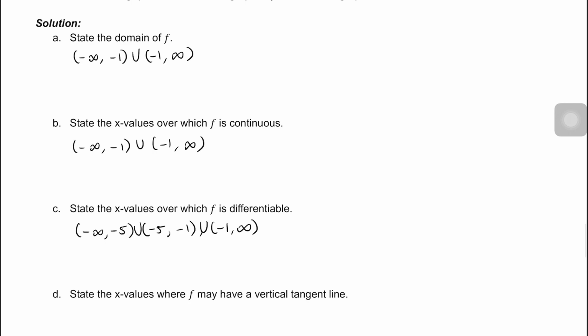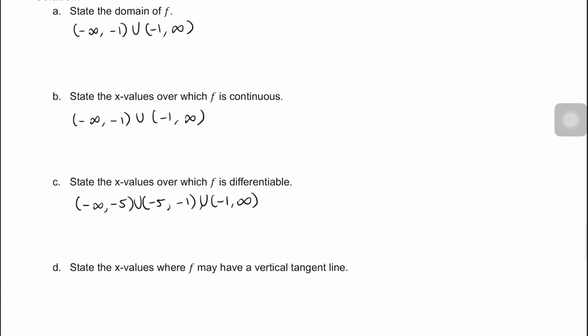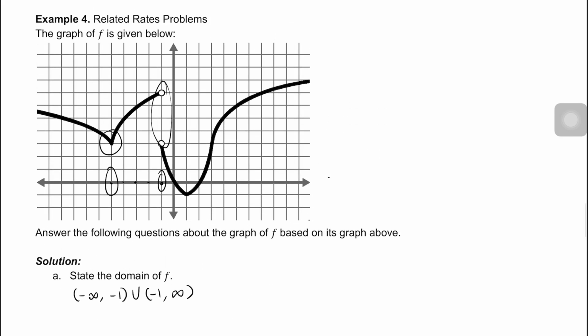All right, and the next one is going to ask us to find the values where f may have a vertical tangent line. A vertical tangent line, remember the horizontal line is this one. The way I like to think about horizontal is just like the horizon. I imagine myself looking at the ocean, or looking at the sunset, and I see the sun, so I see the horizon as a horizontal line. So that means the vertical line needs to be this one right here.